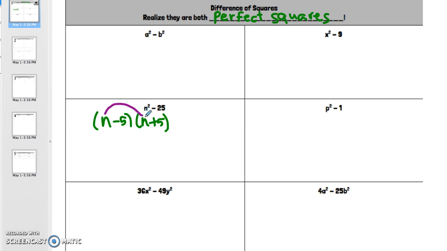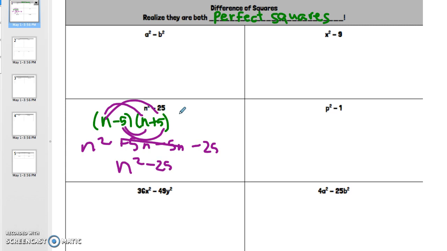If we re-FOIL this back out, n times n is n squared. n times 5 is 5n. Negative 5 times n is minus 5n. And negative 5 times 5 becomes minus 25. These middle terms cancel out, so I'm left with n squared minus 25, which is what I started with. Anytime you have two perfect squares, for example up here, it's your first variable and your second term, it's the factors that make up those two terms. It will always be in that form. Always, always, always.